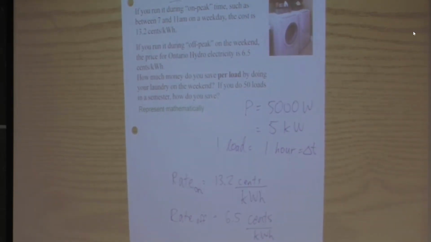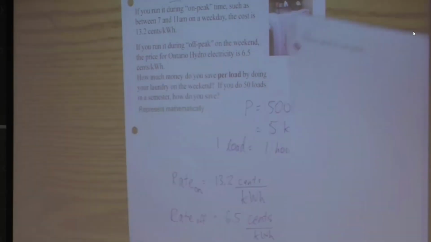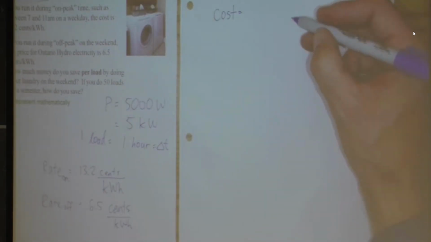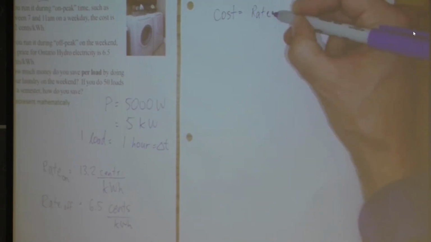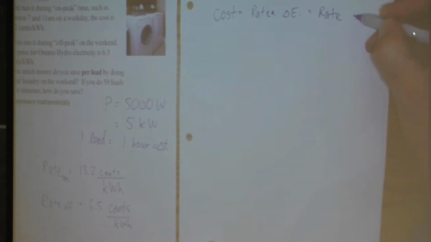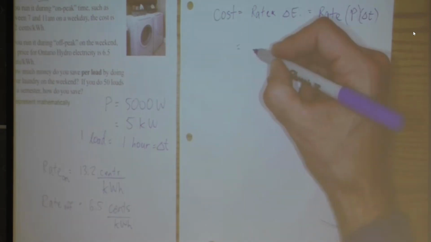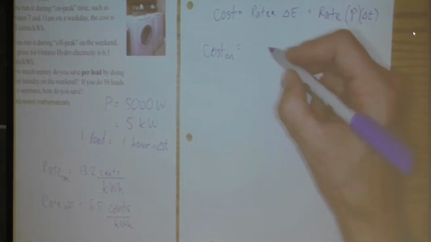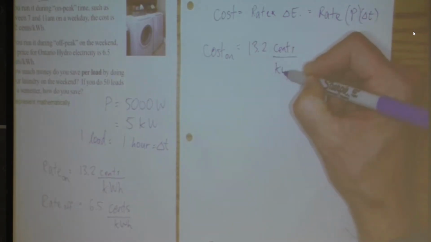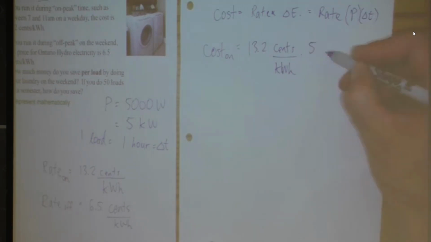I think the way I could do it here is to convert across. There's not really a diagram for this, so I've skipped a couple of steps, but the cost is going to be something like the rate times delta E, which is rate times P times delta T. So let's do the cost for the on-peak. That would be your 13.2, and we should put the units here because otherwise we're going to get confused, cents per kilowatt hour, times the power, which is 5 kilowatts, times the hours, which is 1 hour.